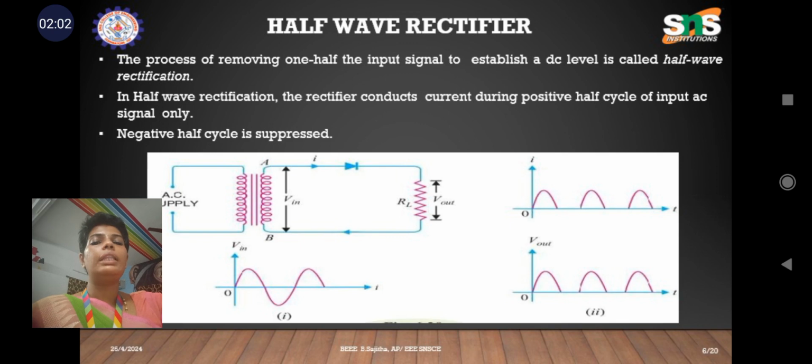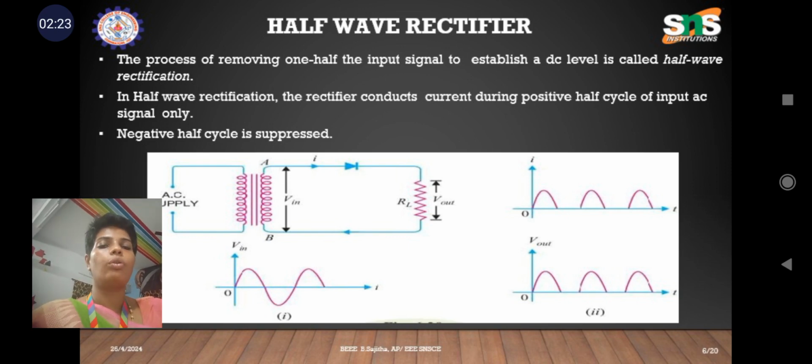As per this circuit, only the positive half cycle is rectified, because during the positive half cycle the diode is turned on and acts as a closed switch. The supply flows from terminal A of the transformer to the anode of the diode, then to the cathode, and from the cathode it flows through the resistive load RL and reaches terminal B of the circuit.